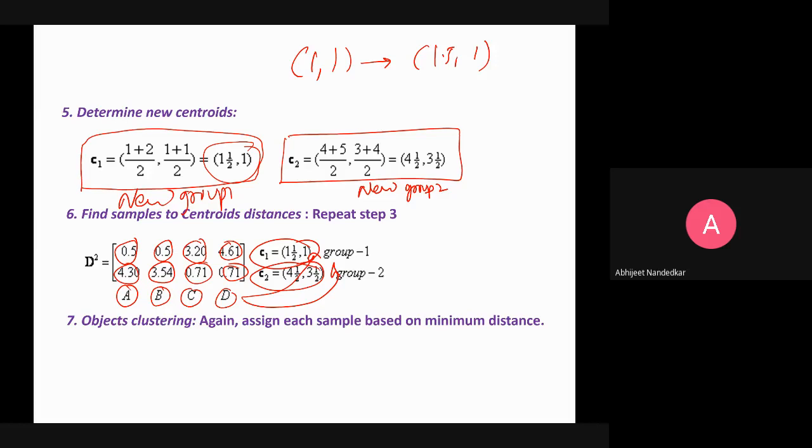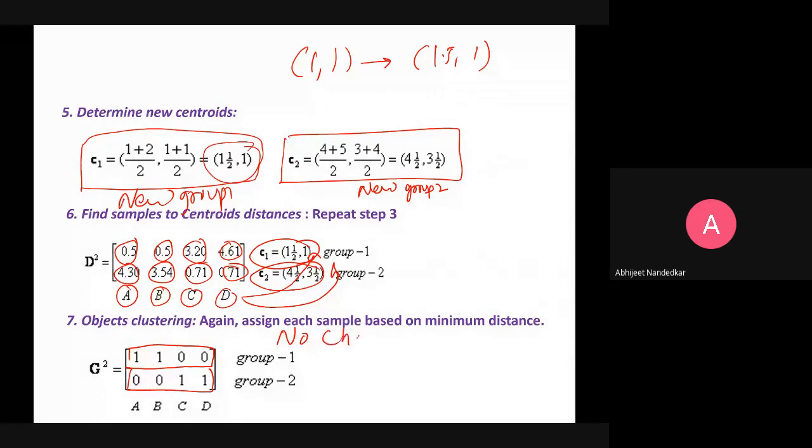Now what is the next point? The next point is to again calculate the group matrix. This is G2. You will see that this is group 1 and this is group 2. There is no change. Nobody has changed position. So they are now settled into 2 groups, so G2 is equal to G1. If we achieve this position, then we will stop the algorithm.